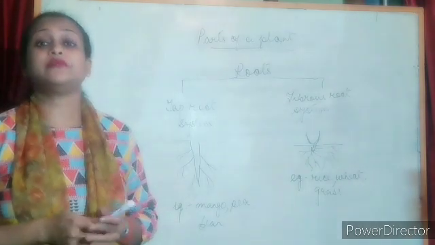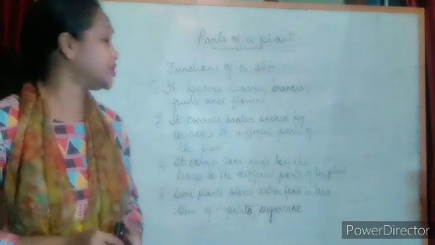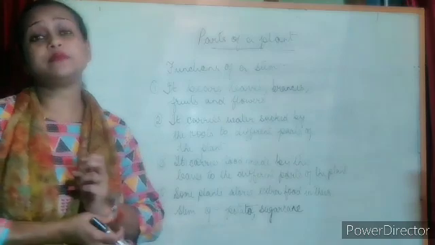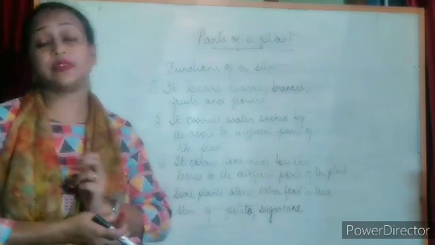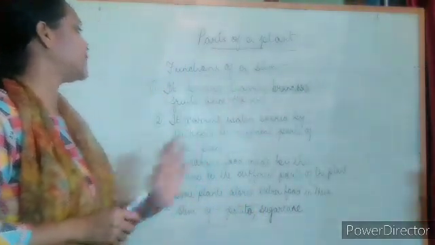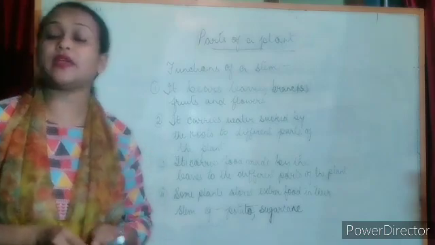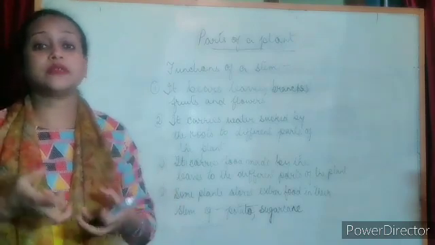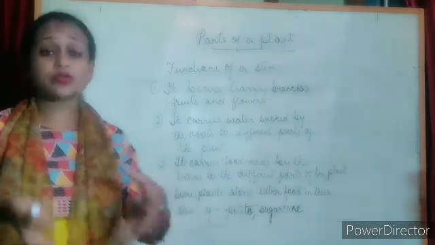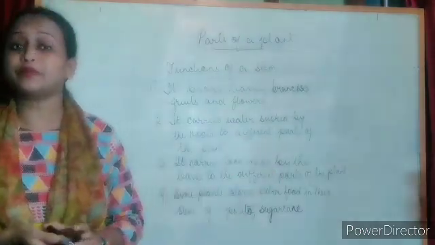Now we will be discussing the different functions the stem shows. First of all, the stem bears leaves, branches, fruits and flowers. Then again the stem carries the water sucked by the roots. In the function of the roots we have already discussed that the root absorbs water from the soil. So that soil water which is absorbed by the root is collected by the stem and taken to the different parts of the plant.